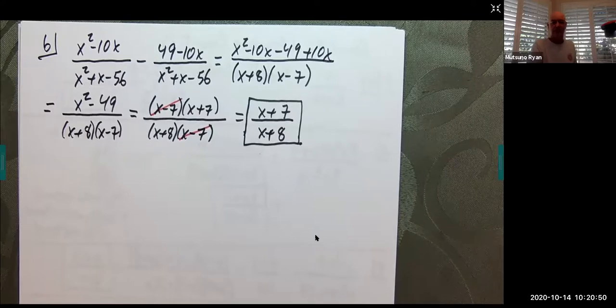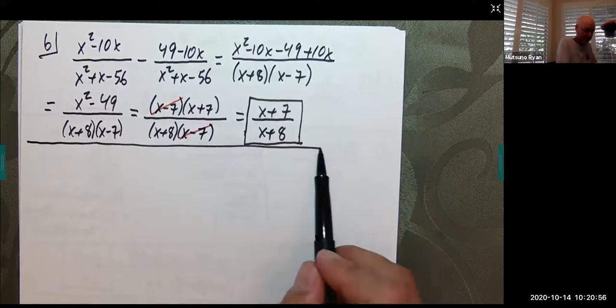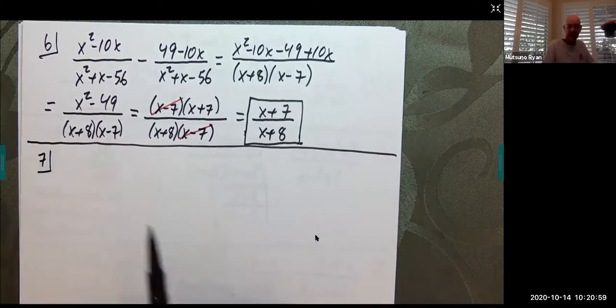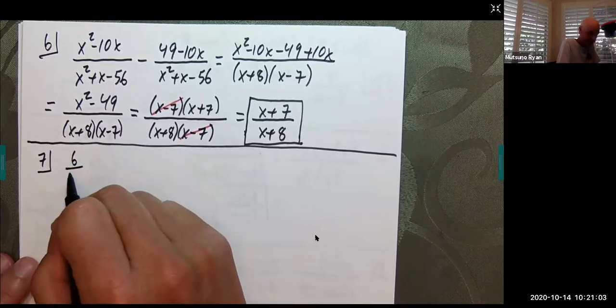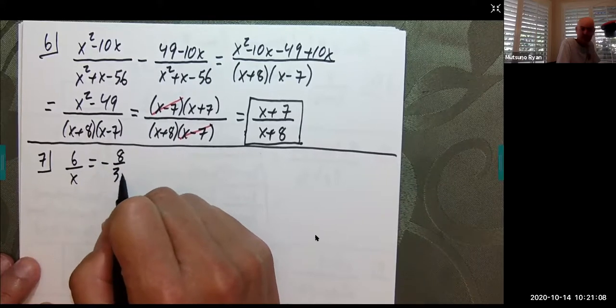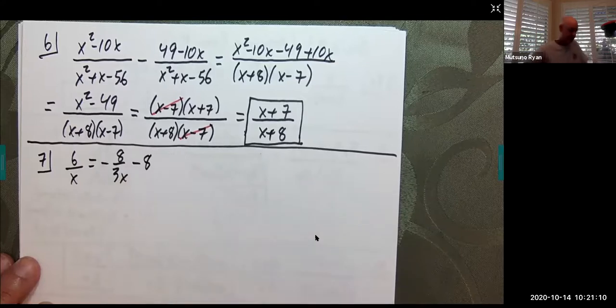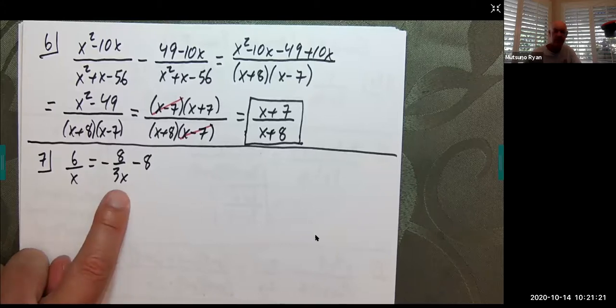All right. We are to solving an equation. Actually, yes, we are. So 6 over x equals negative 8 over 3x minus 8. Now with an equation, I need to find the LCD between the fractions, and that x and 3x, that's going to be 3x.